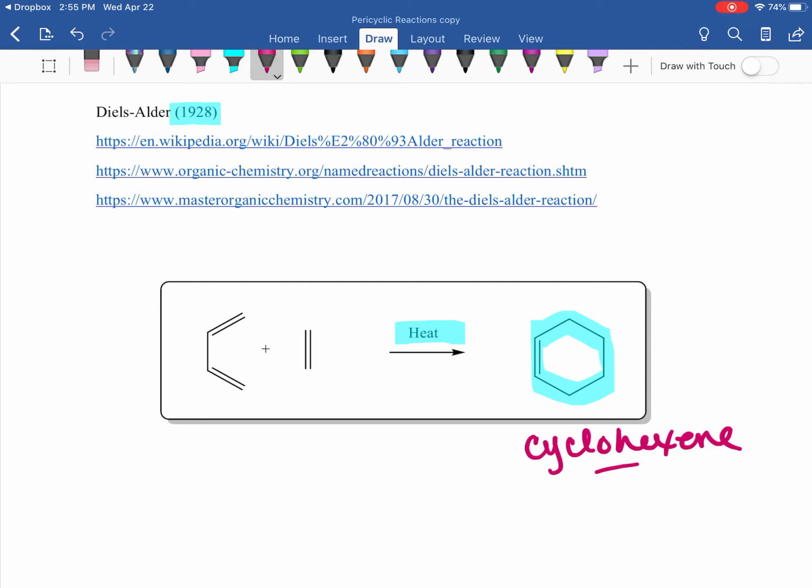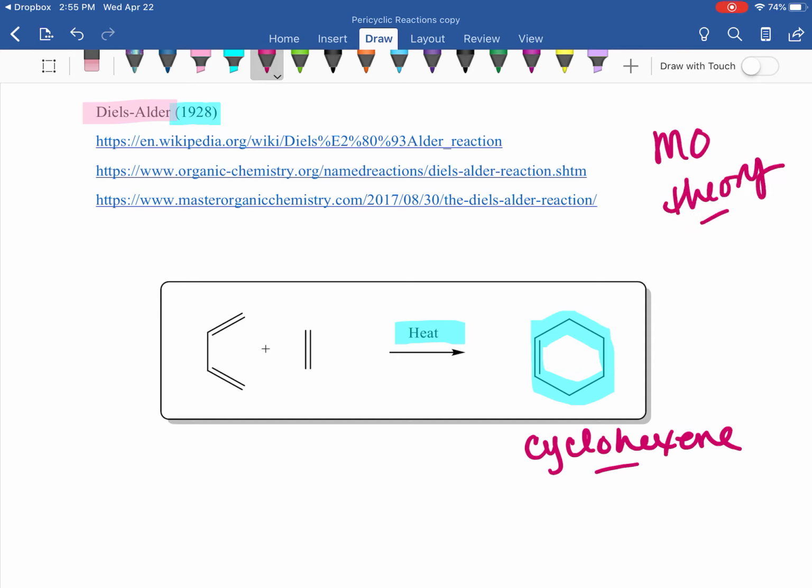Diels-Alders always make a cyclohexene. They do not make another ring size. So if you see a 5-membered ring, an 8-membered ring, do not use Diels-Alder. They only make 6-membered rings. But that works in reverse, right? If you're in a synthesis question and you see a 6-membered ring, a cyclohexene, you just put in your mind Diels-Alder. I love it.